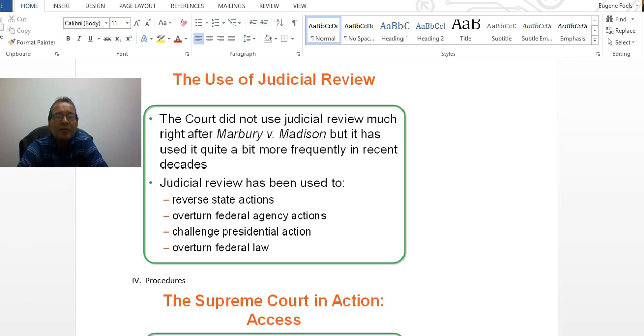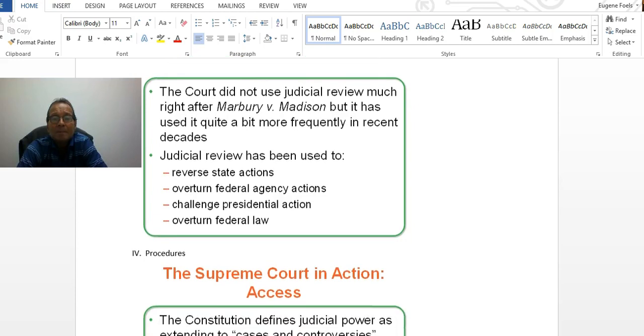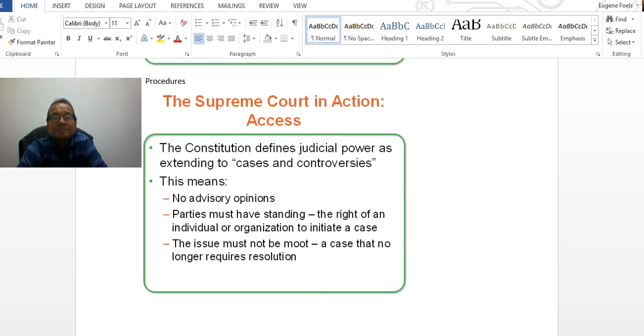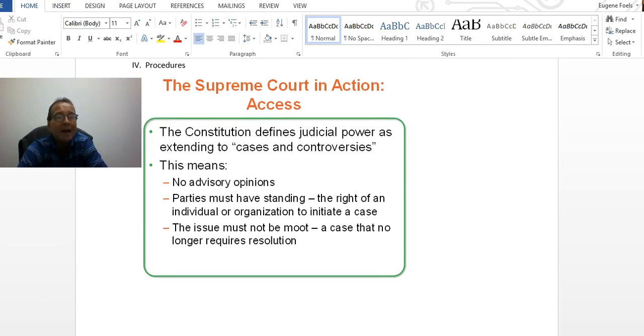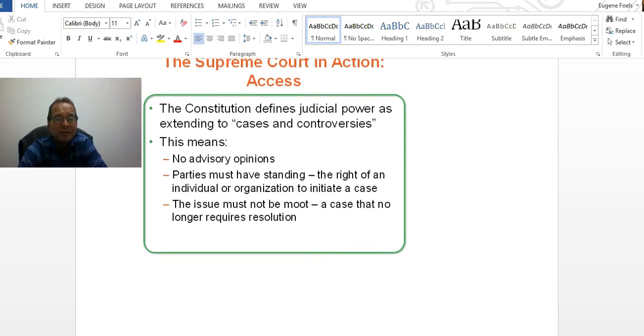And here are some other ways it's been used: to reverse state actions, to overturn federal agency actions, to challenge presidential action, as in Nixon and Watergate, and to overturn federal law, as it did in Marbury. They do not give advisory opinions. They must have standing. The case must not be moot, in other words, a case that no longer requires resolution. Their judicial power extends to cases and controversies where there are conflicting precedents.